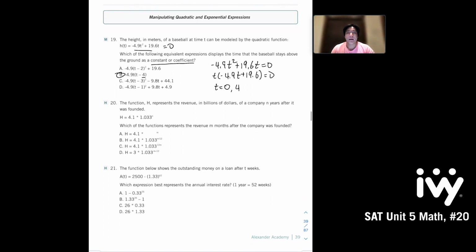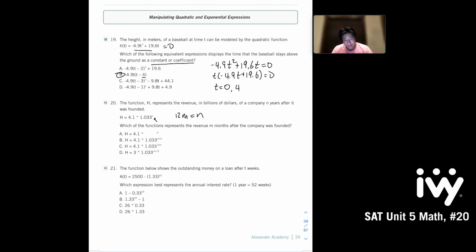Okay, question 20. The function h represents the revenue in billions of dollars of a company n years after it was founded. Which of the functions represents the revenue m months after the company was founded? Currently, this n is in years, but now we want it to be m months. Of course, we know that 12m should be equal to n, so that can be something we use here as well. However, substituting this in may seem a little bit weird.